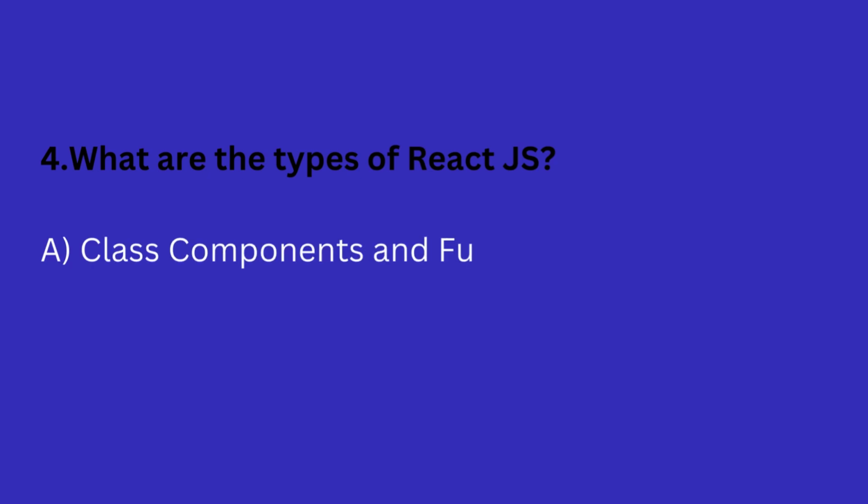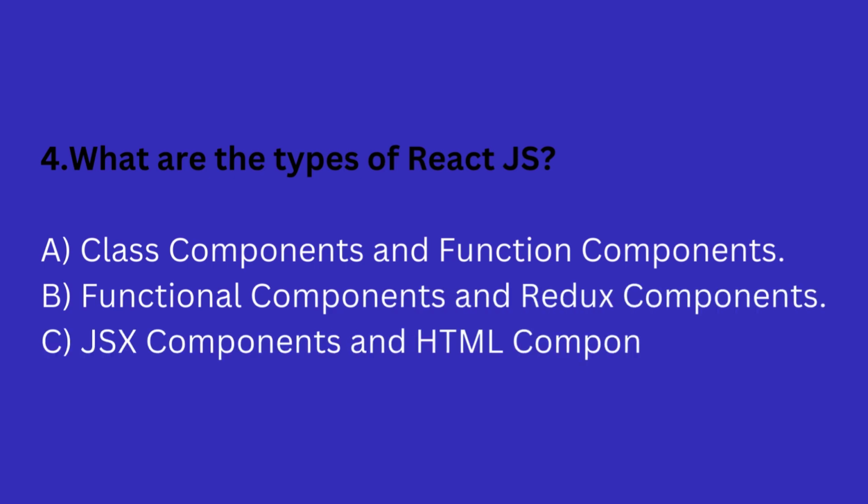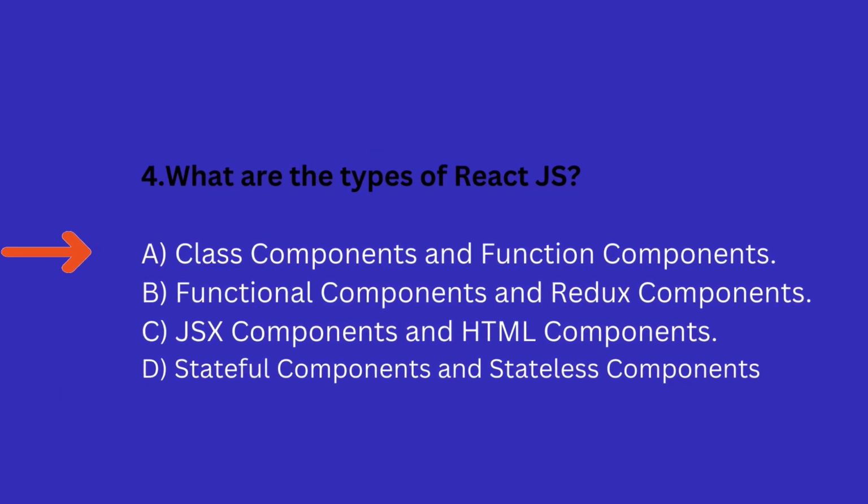4. What are the types of React.js components? A. Class components and function components. B. Functional components and Redux components. C. JSX components and HTML components. D. Stateful components and stateless components. Correct answer is option A.